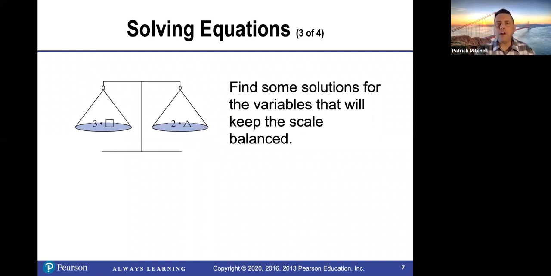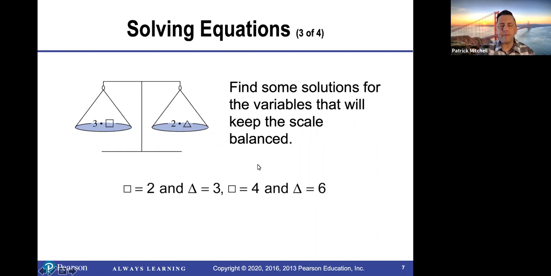In this example, we want to find some solutions for the variables that will keep the scale balanced. So on one side, we have 3 times square, so 3 times some mystery number. And on the other side, we have 2 times triangle, so 2 times some other mystery number. Well, one possibility is to replace the square with 2 and the triangle with 3. That would give you 3 times 2 and 2 times 3. Another possibility is to replace the square with 4 and the triangle with 6. That would give you 3 times 4 and 2 times 6.